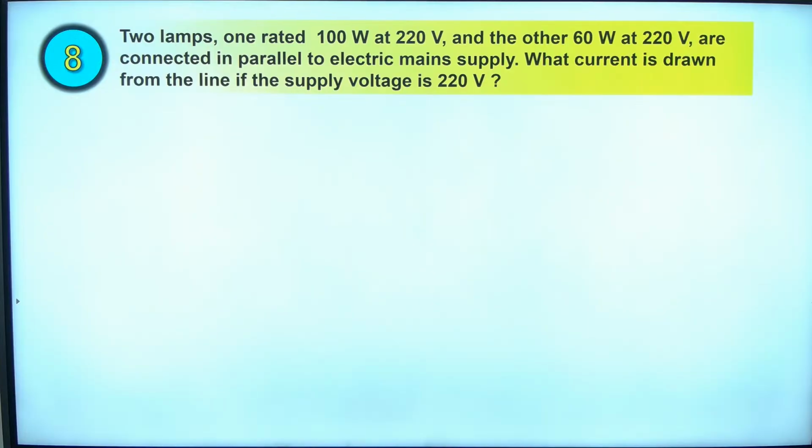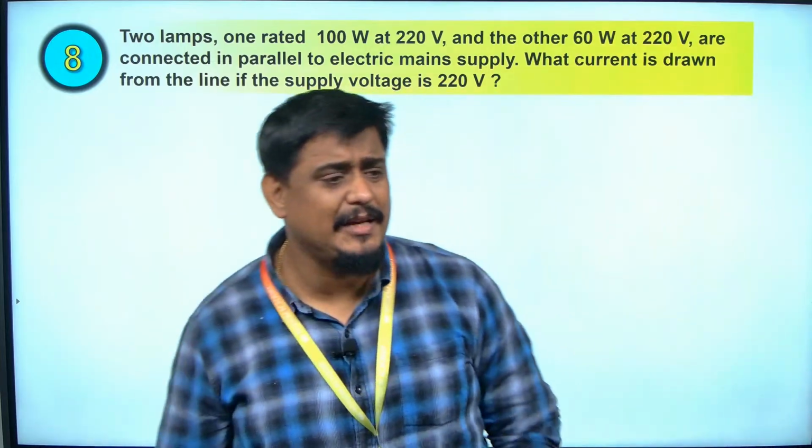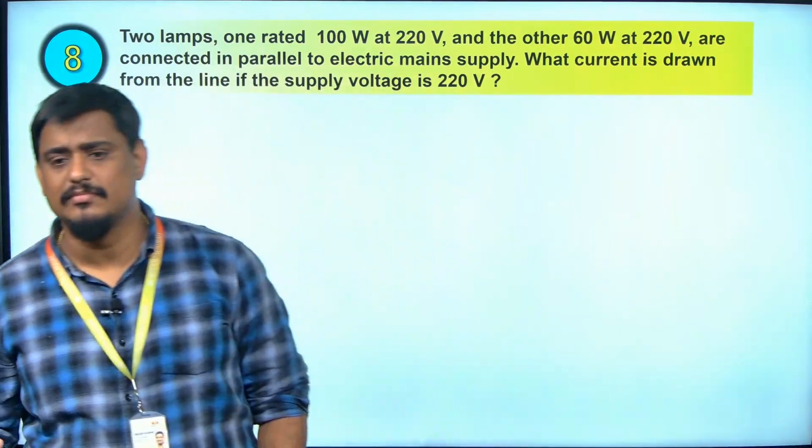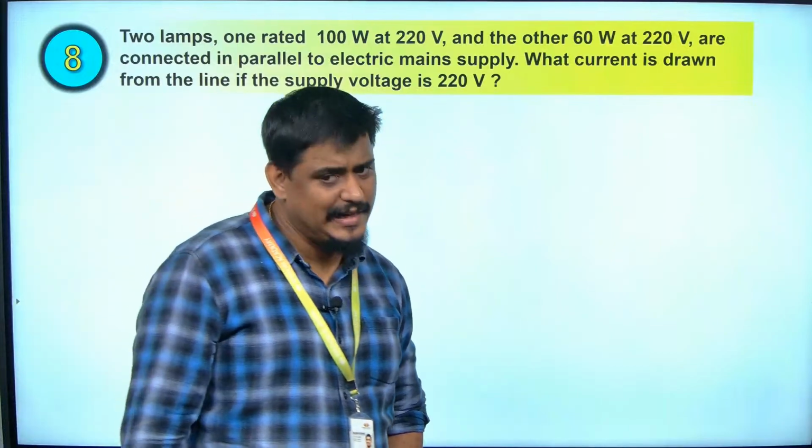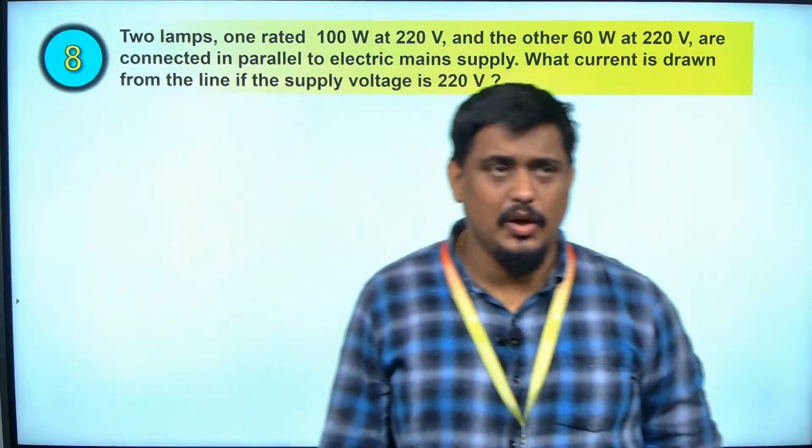Sir, is the answer 8 by 11? For which question? What current is drawn from the line? 8 by 11. Maybe I don't know the answer. Let us check it. Anybody who got the answer? 8 by 11 is said by Preetham. What you are getting? 8 by 11 you are getting. Okay, let us see the question.